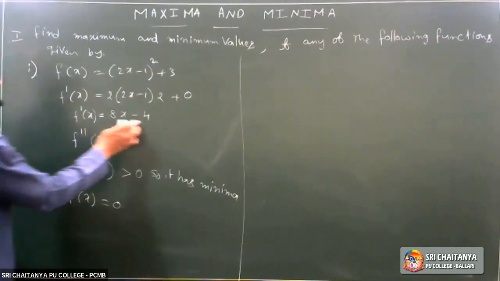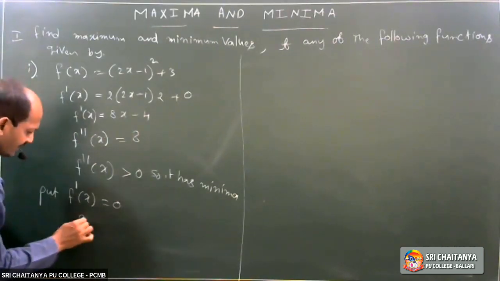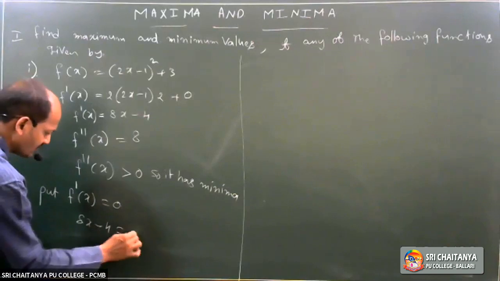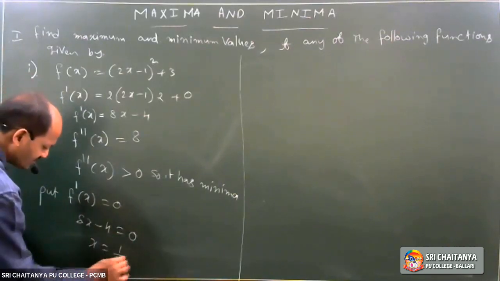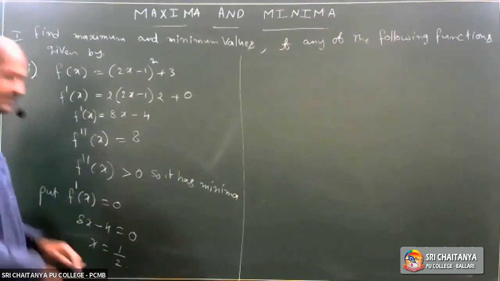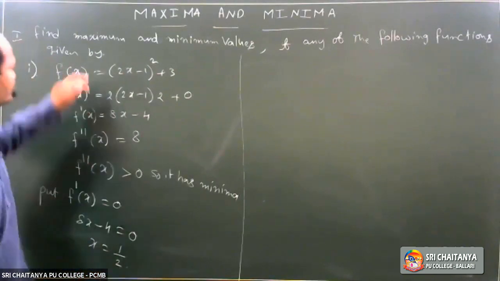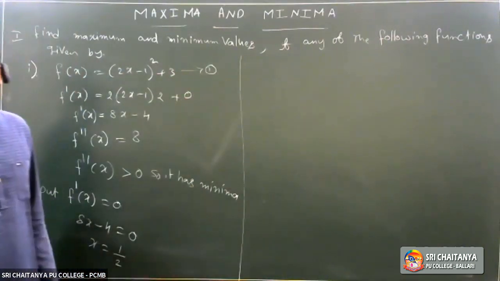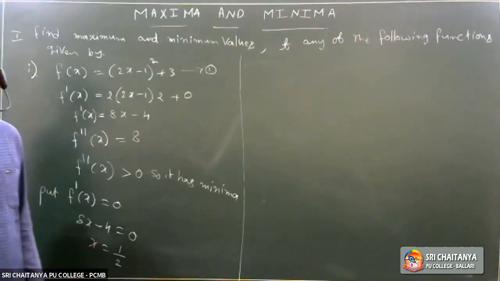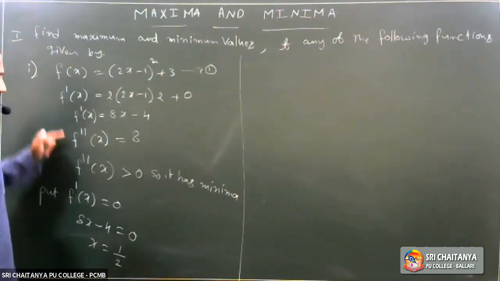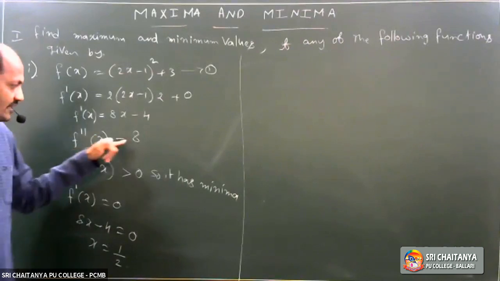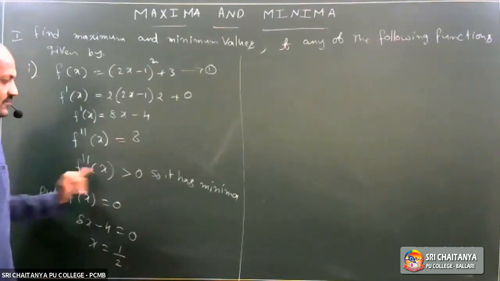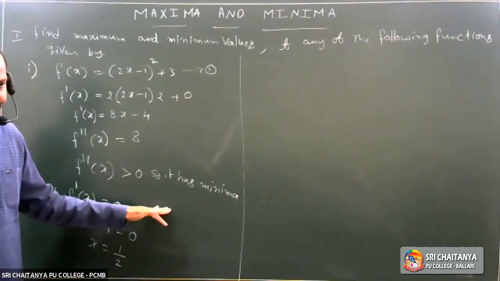The first derivative is 8x minus 4 equal to 0, so x is equal to 1 by 2. That x equal to 1 by 2, substitute in the given function, then we get the minimum value. First derivative, second derivative. The second derivative is positive, so the function has a minimum.